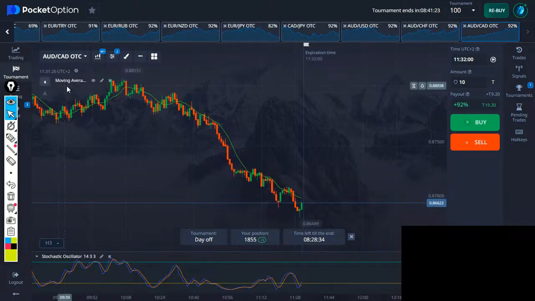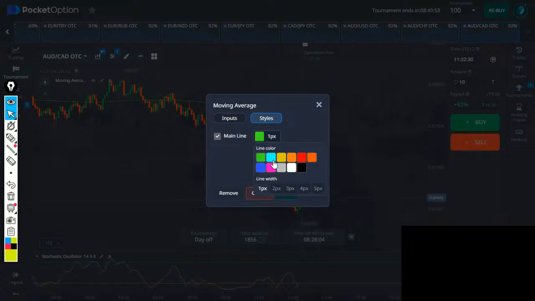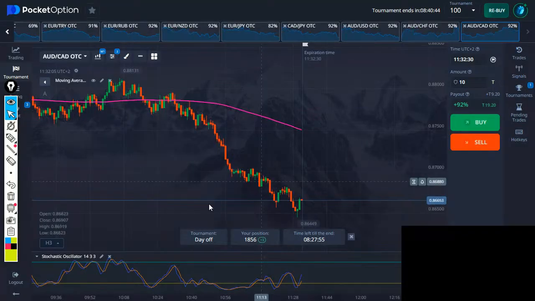So for the moving average, you go here, you click on the pen, you change the period to 200, and the moving average to exponential moving average EMA. You can also use the simple moving average. The EMA is more sensitive to price data than the simple moving average. Both can be workable, no problem. Color is completely up to you. I'll change it to pink for the ladies.